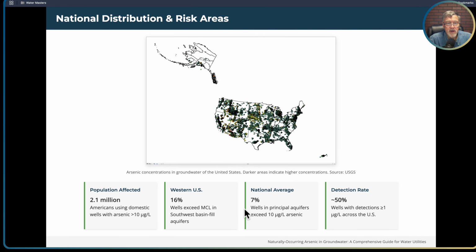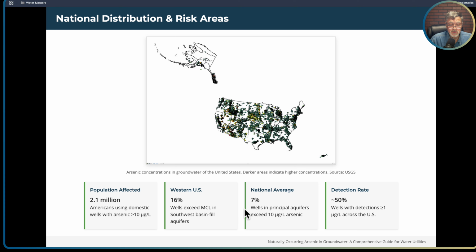You can see our map here of the United States, and you can see arsenic is fairly widely distributed. As we mentioned, our detection rate is greater than 50% of the wells with detections greater than 1 part per billion across the U.S. Generally, 2.1 million people are affected by arsenic.